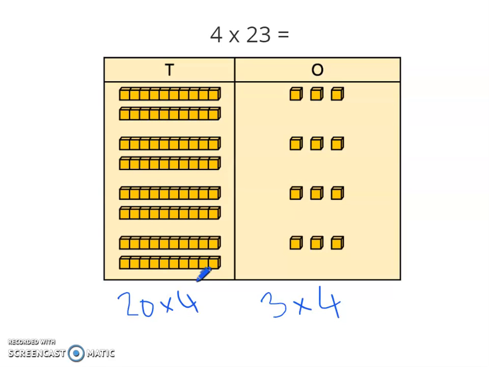So what I want you to do is complete that idea that we can see in the book. We have 4 times 3 equals something, 4 times 20 equals something. Add those two answers together to find yourself the total of 4 times 23. Now pause the video, give question 1 a go, looking at the model we can see on the board.